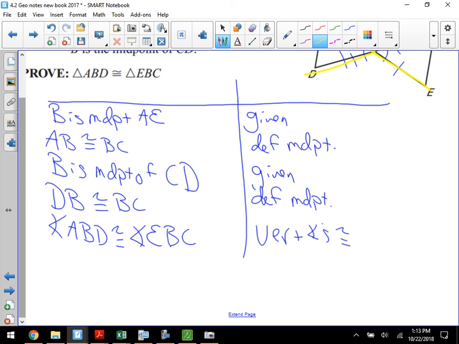So now, are your triangles congruent? Yeah. Because of what? Side, angle, side.